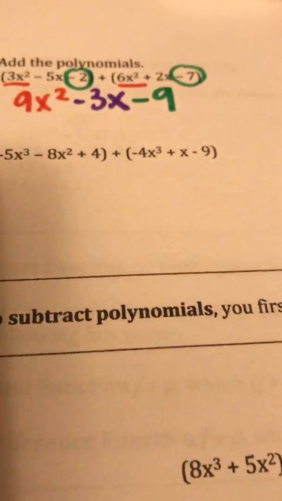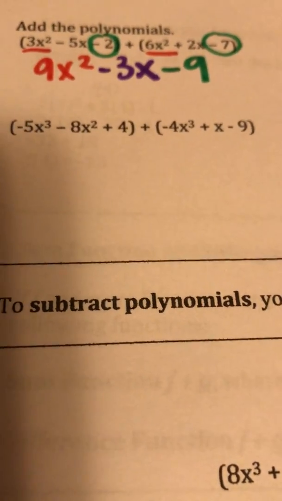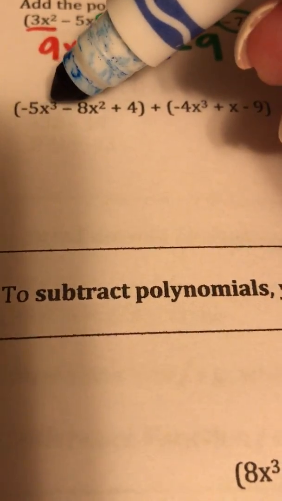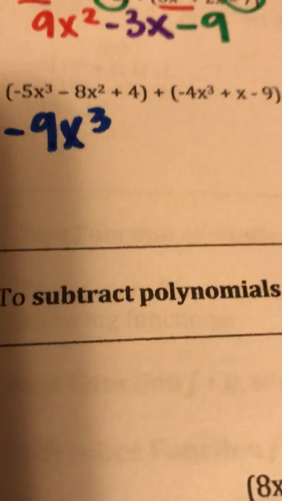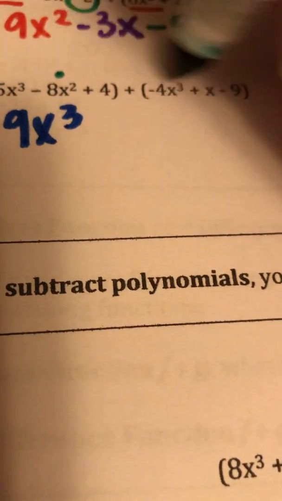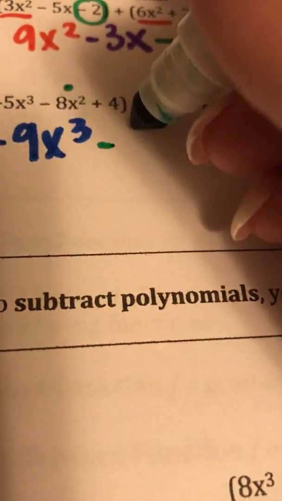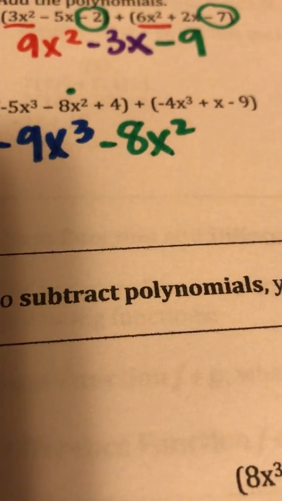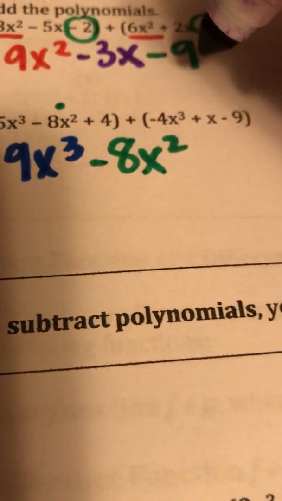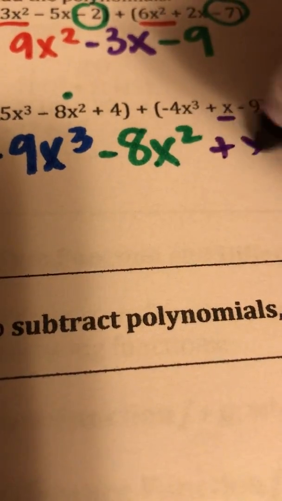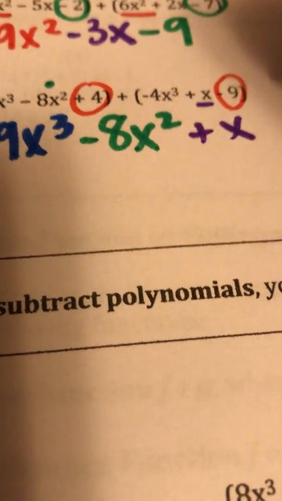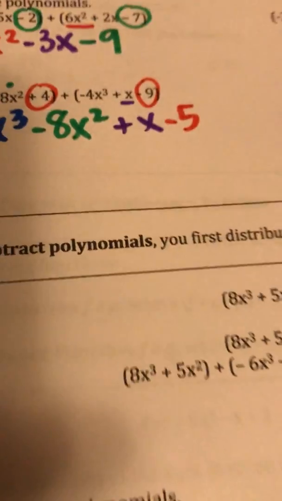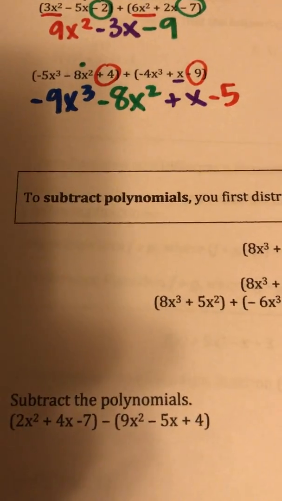So pause if you will, give it a try, and then come back. All right, we have negative 5x to the third minus 4x to the third. So that's negative 9x to the third. Okay, now we're looking for x squared. I see we have an x squared here, but no x squared over here. So we have minus 8x squared. Okay, now we need to find some x's. I have an x here, so plus x. And looking for constant numbers, we have a positive 4 and a negative 9, so that means negative 5. Okay, so that's what we got.